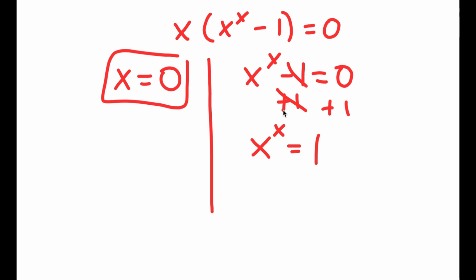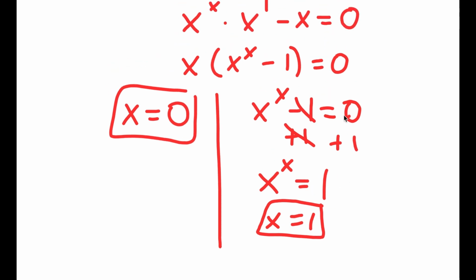Because x has to be the same number, we obviously know that, well, what number to the power of itself is equal to 1? That's going to be 1, right? Because 1 to the power of 1 is equal to itself. So x is equal to 1. And there's no other number that when you take the power of itself is going to equal 1. Meaning x equals 1 is the only solution to this equation.